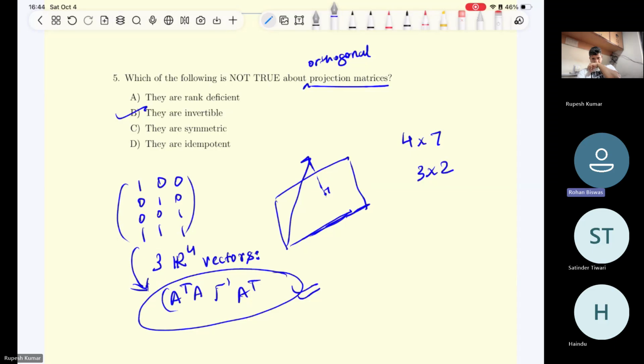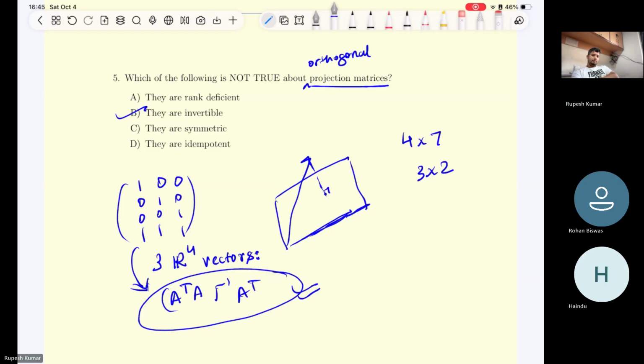One thing we can surely say is that the rank of the projection matrix is equal to the dimension of the space we are projecting on. Yeah, obviously that's true. Except the case when we are projecting on the whole space, in all other cases projection matrices are rank deficient, except identity. You're right.